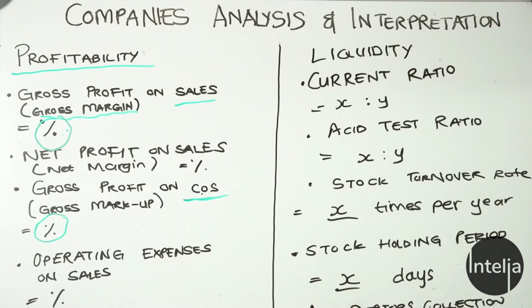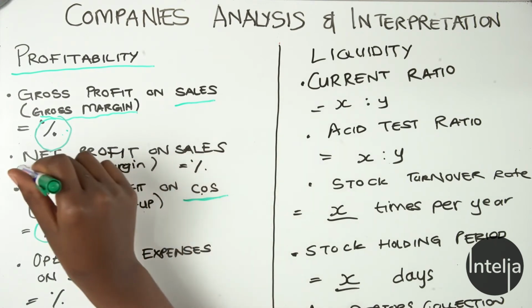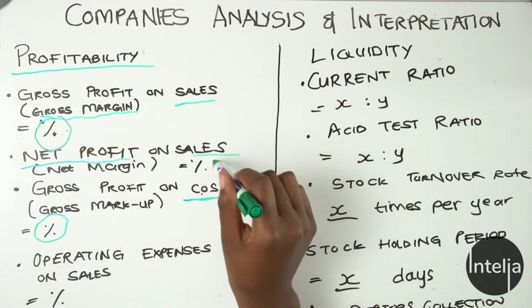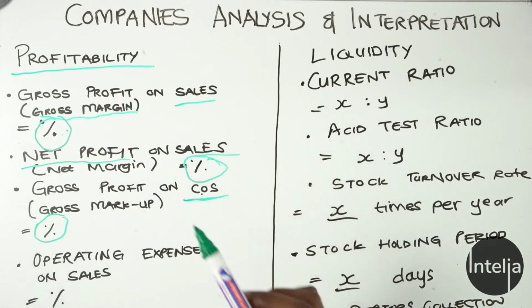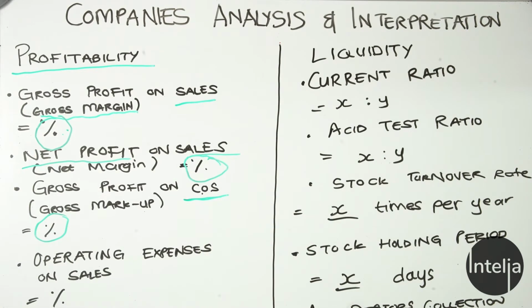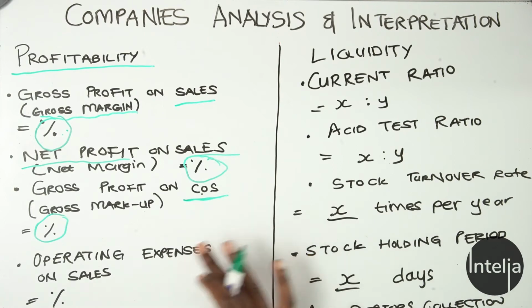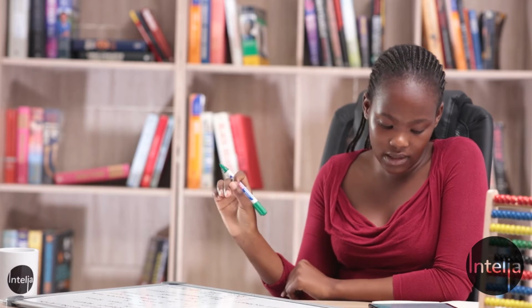Then the next ratio that we're going to look into, the next indicator we're going to use to calculate profitability, is the net profit on sales. This too is a percentage. I'm not going to keep saying it, but it's very, very important for you to know, right? When we look into net profit on sales, if the ratio is 10%, that means that for every 1 rand of sales, 10 cents is profit, right? Because we all know that 100 cents equals 1 rand. So that's how we calculate it.